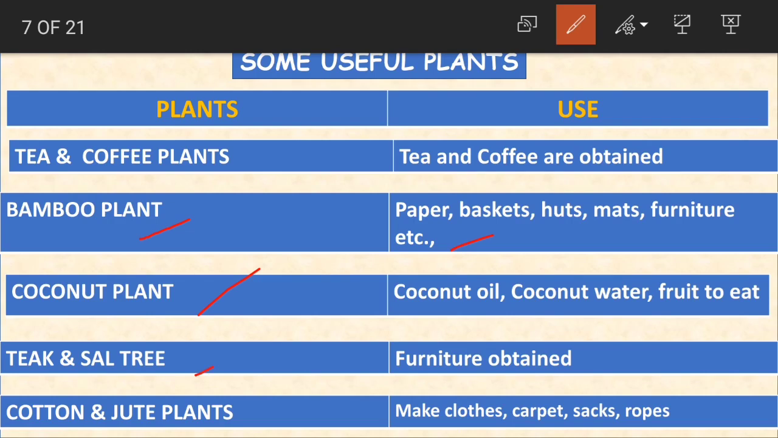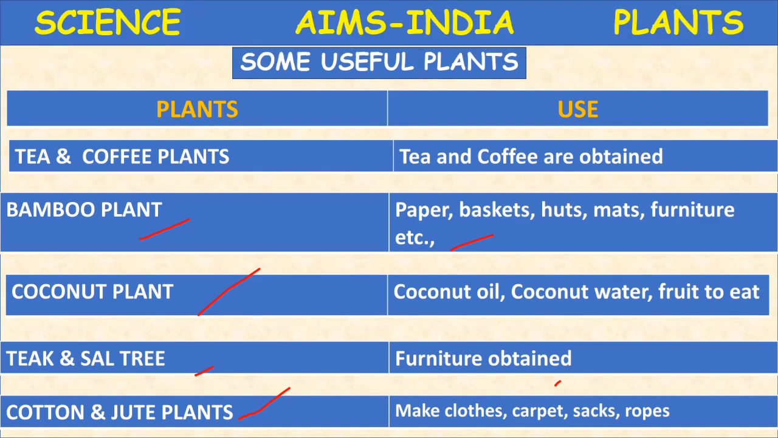Teak and salt tree give furniture, like what we have in our houses: cot, sofa, dining table, cupboards, dressing tables. All such furniture can be made from teak and salt tree wood. Cotton and jute plants: cotton is used for clothes, carpet, sacks, ropes, and jute bags also. These are pollution free materials. That is why these days we promote jute bags and cotton bags to carry. Clear, children? So these are some plants and their usages.